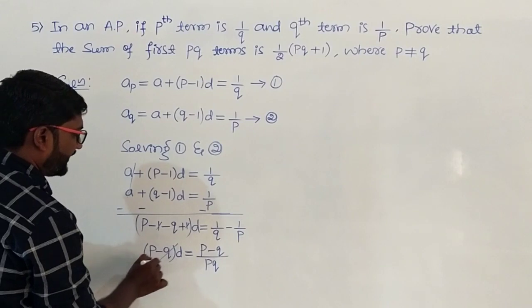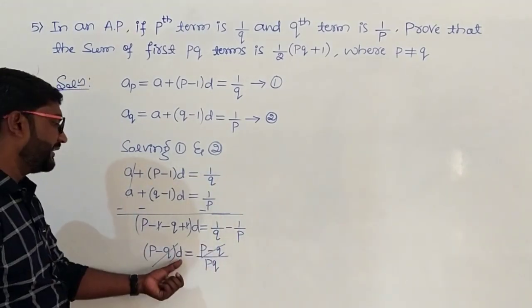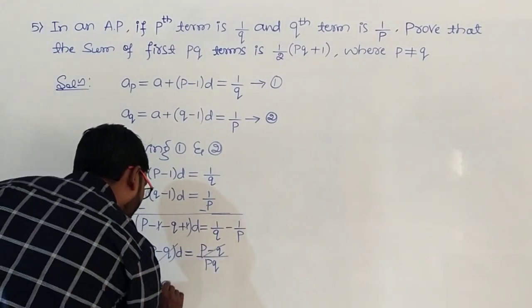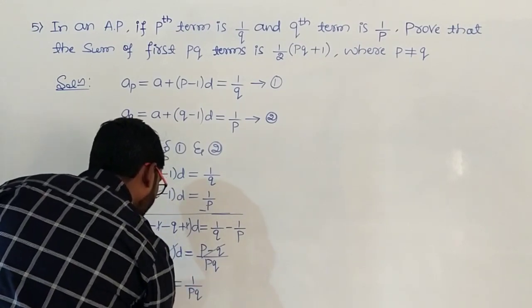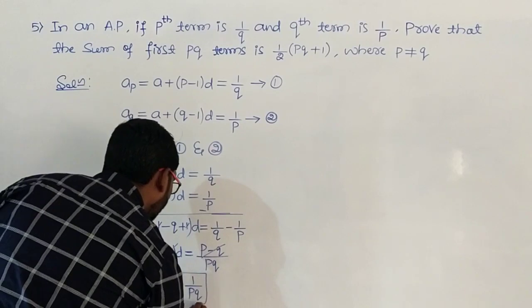So now here p minus q and p minus q get cancelled. So you get d which is equal to 1 by pq. So we have got the common difference.